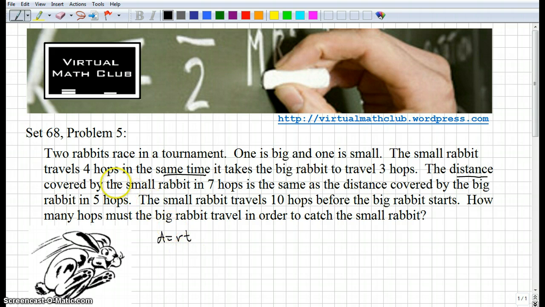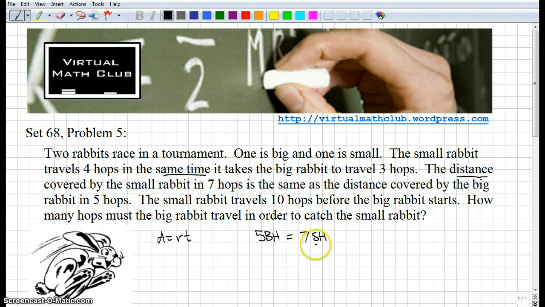What we have is we're given a number of hops. Okay, so what I'm going to do in this problem is actually make the unit of measure the big hop, the length of a hop for the big rabbit. So I'm going to call it a big hop, BH for big hop. And I know that 5 big hops is equal to 7 small hops. Okay?